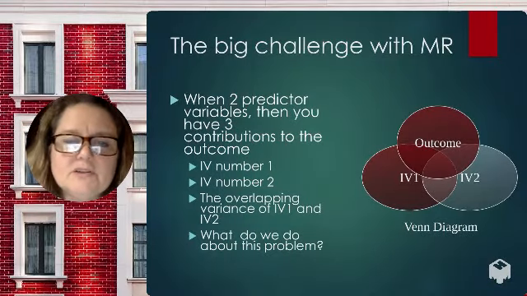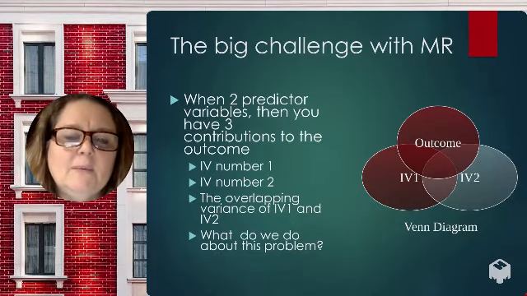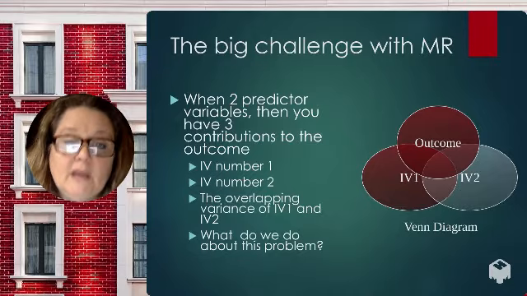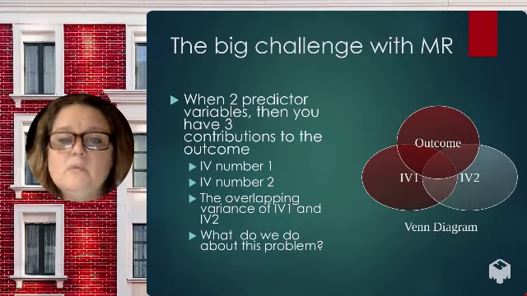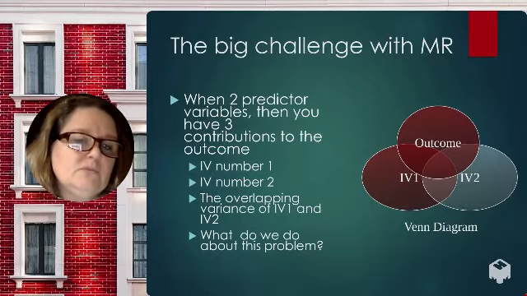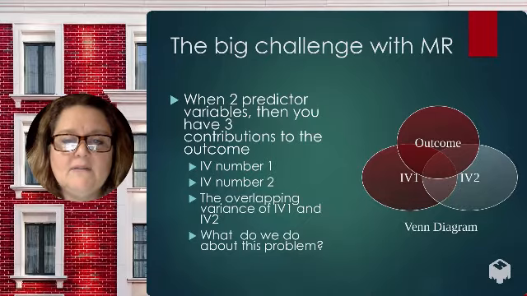Okay, so back to talking about the big challenge with multiple regression as we walk step by step through the process. When you have 2 predictor variables, you actually have 3 contributions to the outcome, as we've talked about. You have IV number 1, you have IV number 2, right? Predictor 1 and 2. And then you have the overlapping variance of IV 1 and 2, and you can see that in this picture here.